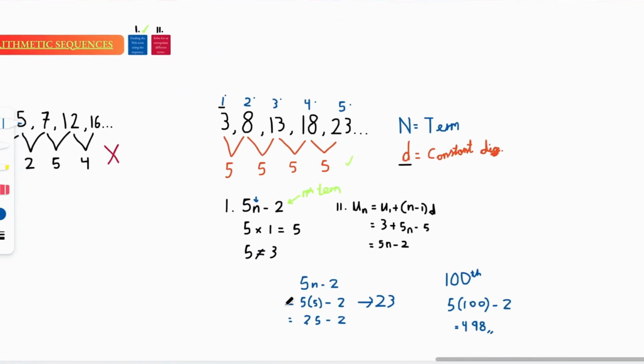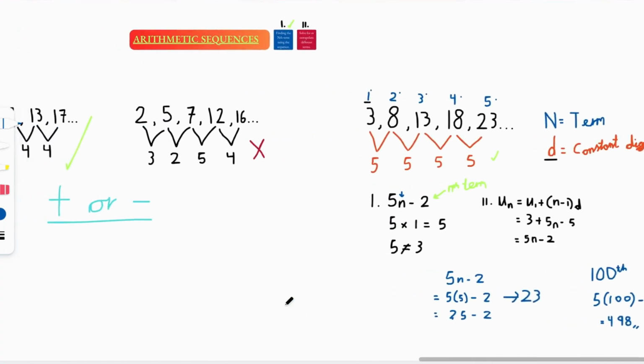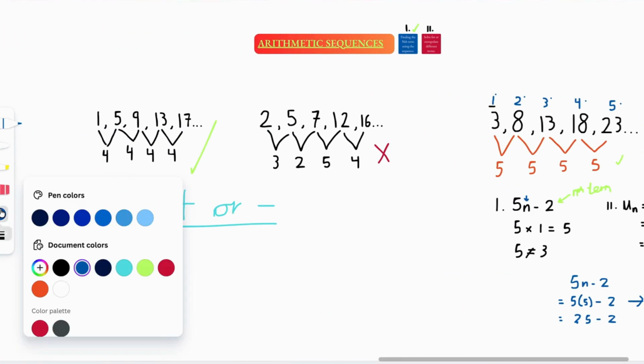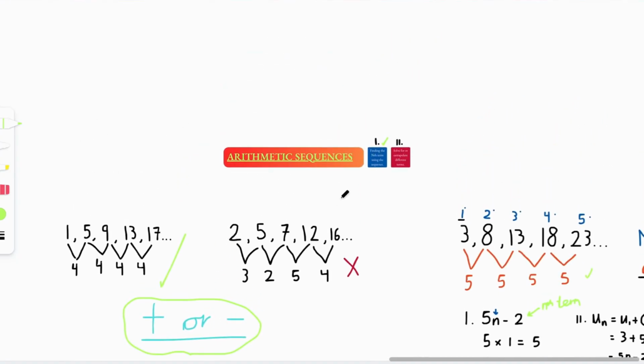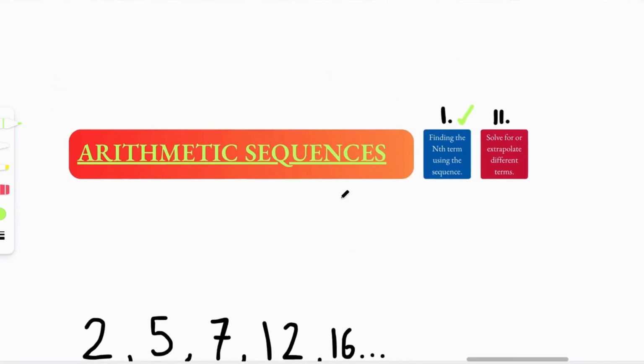So this is all I have for you today. You've successfully learned arithmetic sequences, but I really want to highlight the plus or minus. That's what makes it unique in a way from the other types.